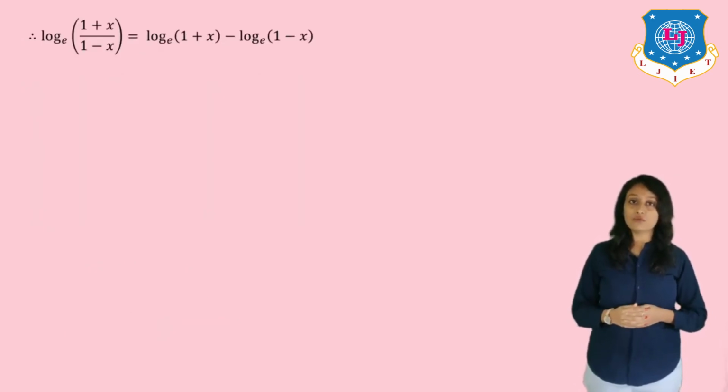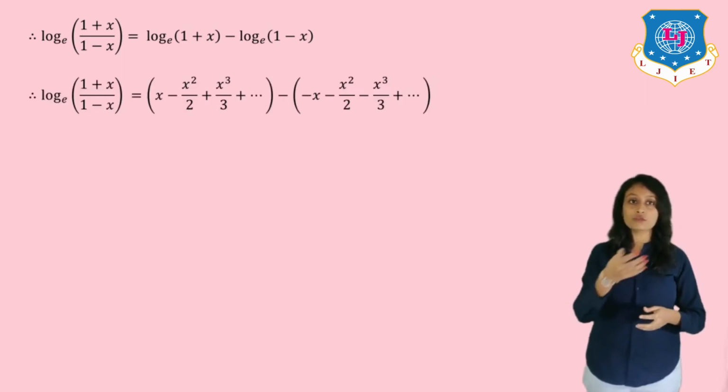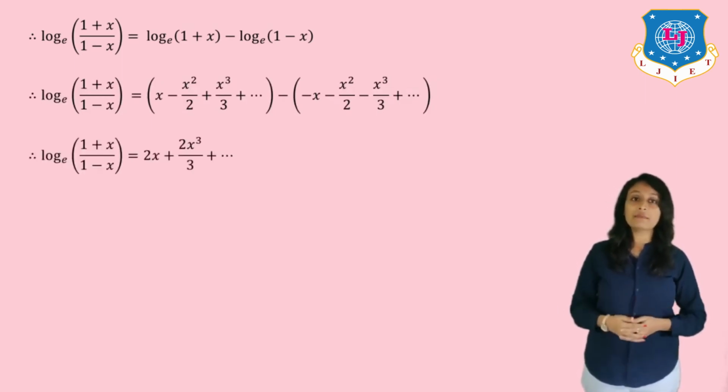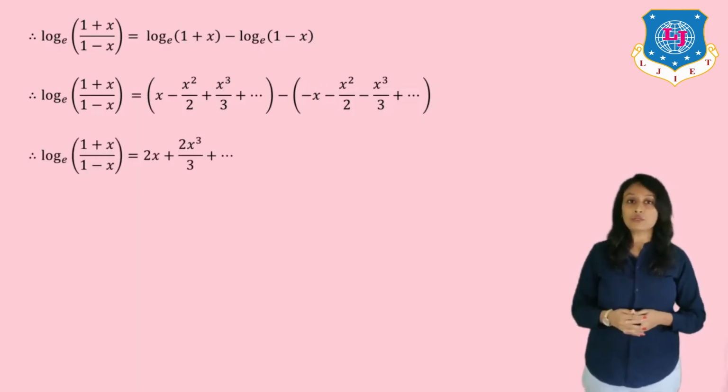Now our aim is to find log((1 + x)/(1 - x)). We know the formula log(a/b) = log a - log b. Applying that, you get log(1 + x) - log(1 - x). Now substitute both the series and subtract them. Simplifying, you will get log((1 + x)/(1 - x)) as 2x + 2x³/3 and so on.